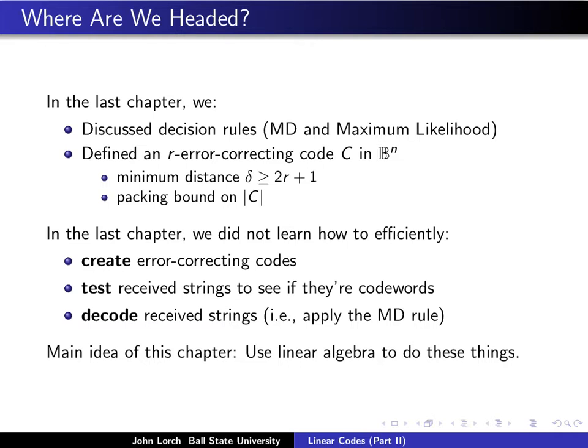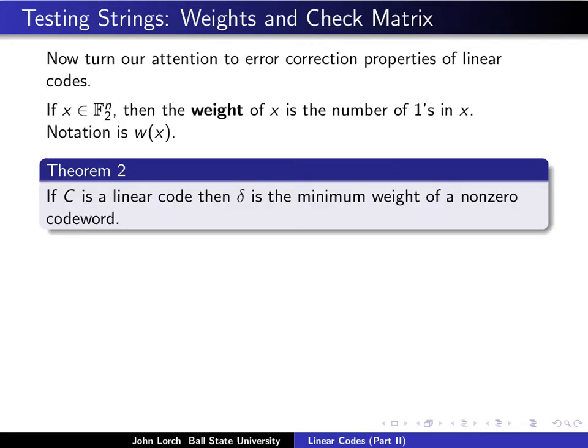In the last video, we learned what a linear code is and how to create code words by taking linear combinations of columns of a matrix. So in today's video, what we're going to do is explore error correction properties of linear codes. One thing that's easier to do in linear codes than in other types of codes is measure distance.